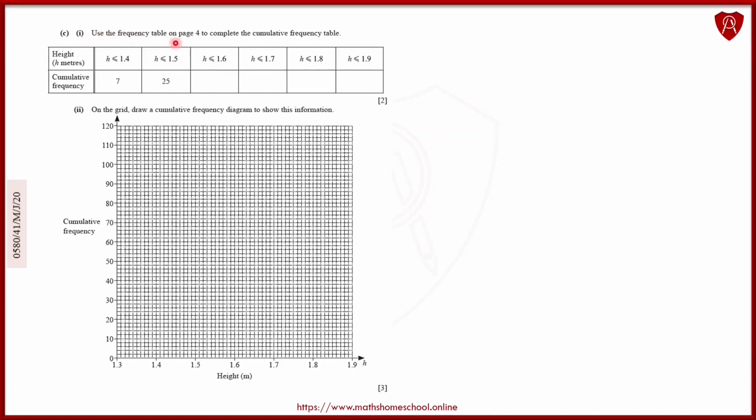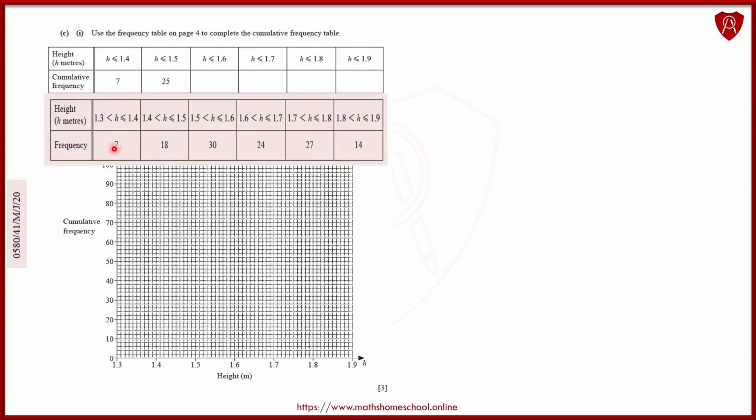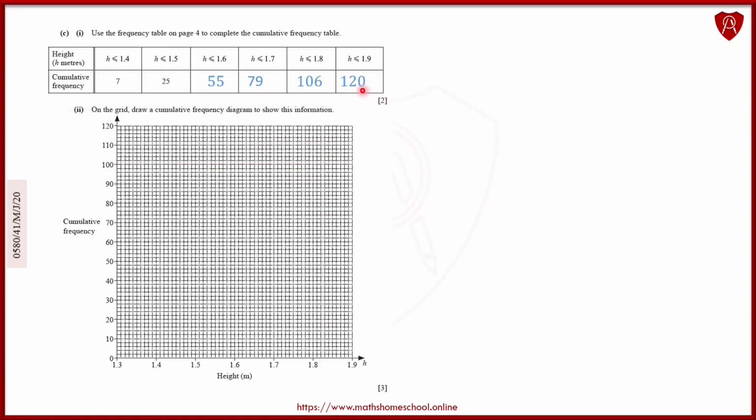Use the frequency table on page 4 to complete the cumulative frequency table. This is the frequency table. The first 2 cumulative frequencies are filled for us. First one is simply the number of boys in the lowest group. Second number is that 7 plus the frequency in the second class. So to get our third number, we take 25 plus 30. Then we do 55 plus 24 to get 79. Add 27 and add 14. And the final number should be 120. That is how you know if you are correct.